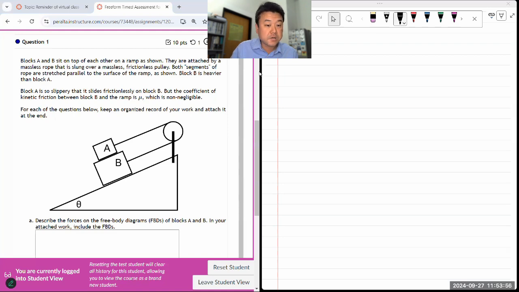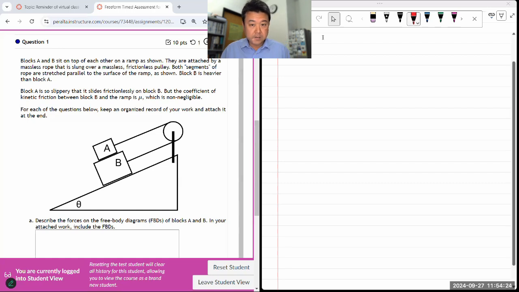That means, well, massless rope over a massless frictionless pulley means the tension on both sides of the string will be the same. I'll be using that. Both segments are parallel to the surface. That's good. Block B is heavier. Block A, so let me note this, that there's no friction there. I'll just remember that. And between block B and the ramp, there's friction.